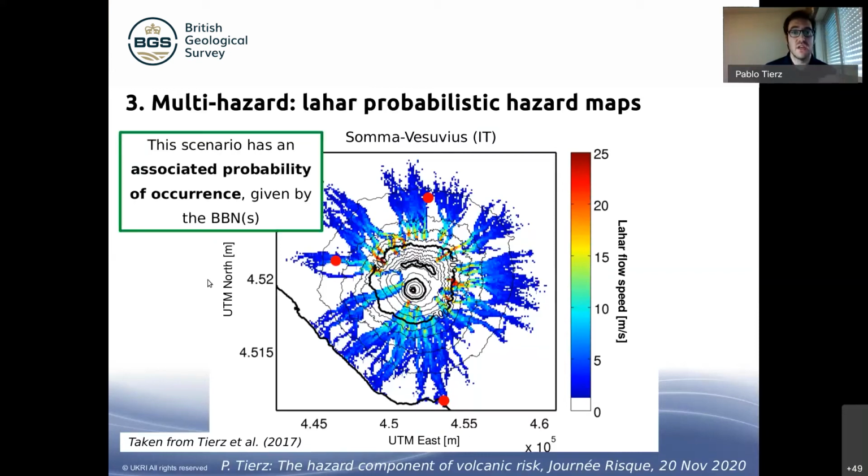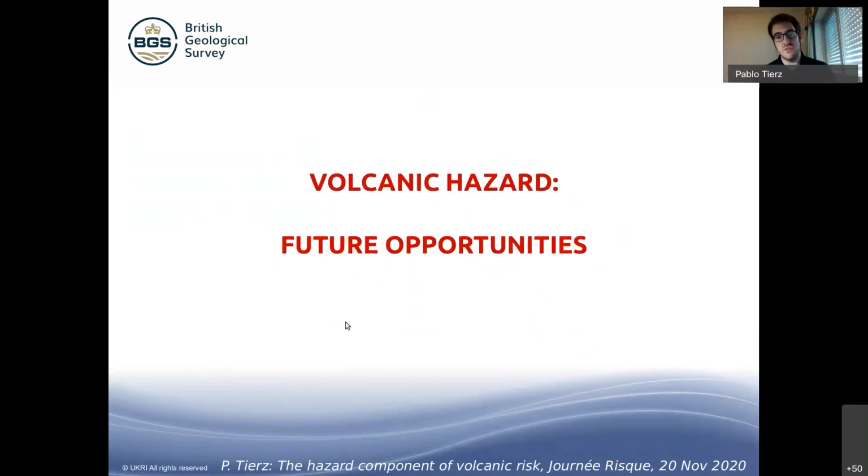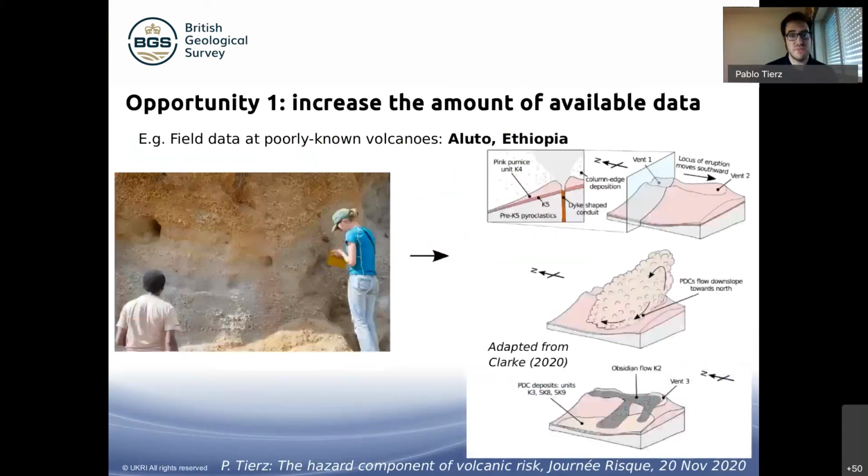And so, as I said, given that we have the probabilities for the volumes from the BBNs, with some assumptions, we can compute probability and attach it to this particular scenario in terms of the Lahar flow speed expected around the volcano. And so moving into future opportunities related to the three challenges that I have described.